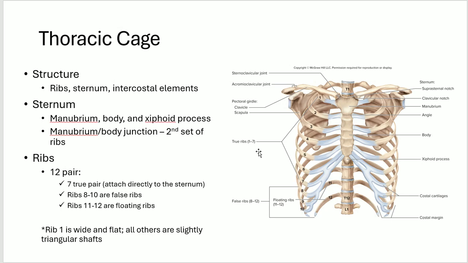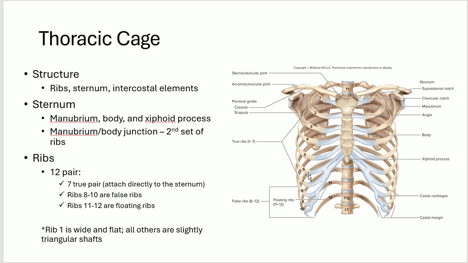Where the cartilage attaches to the bone is common for injuries, especially in sports. Costochondritis: costo is rib, chondra is cartilage, itis is inflammation. People can get this and it can feel like they've broken their ribs, but unfortunately, just like broken ribs, there's not really anything that you can do except wait out the storm. And something else to note here, rib 1 is wide and flat, all others are slightly triangular shafts.